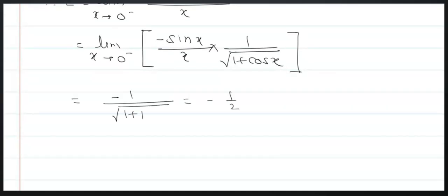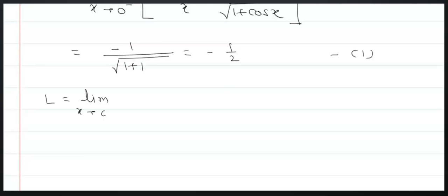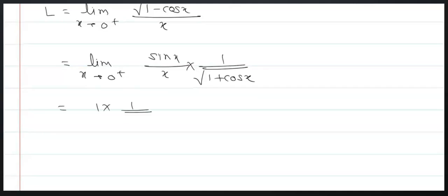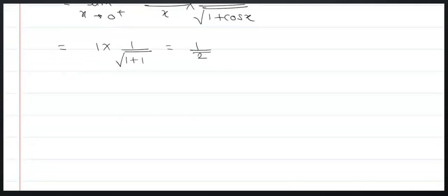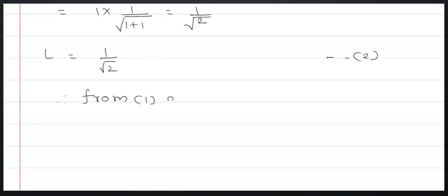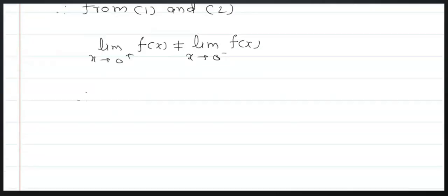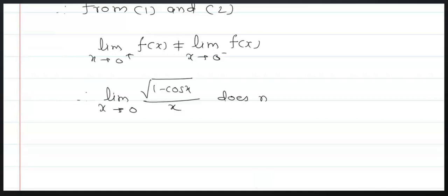Next is limit x tends to 0 plus, so this is the right hand side limit. That is limit x tends to 0 plus, sin x upon x into 1 upon root of (1 plus cos x); therefore you will get 1 upon root 2. Therefore, left hand side limit is not equal to right hand side limit, hence the limit does not exist. Therefore, limit x tends to 0 of root of (1 minus cos x) upon x does not exist.